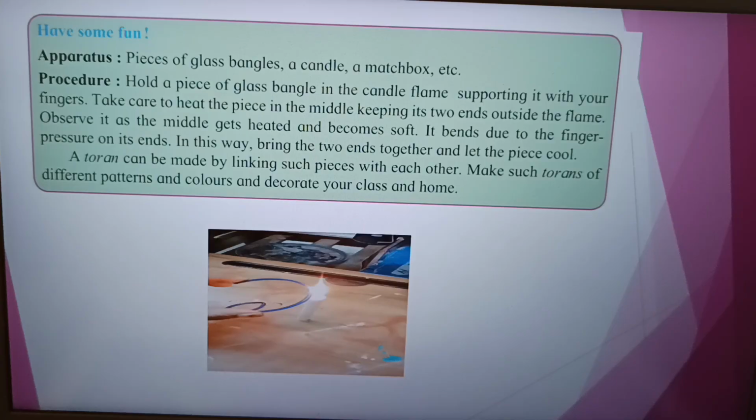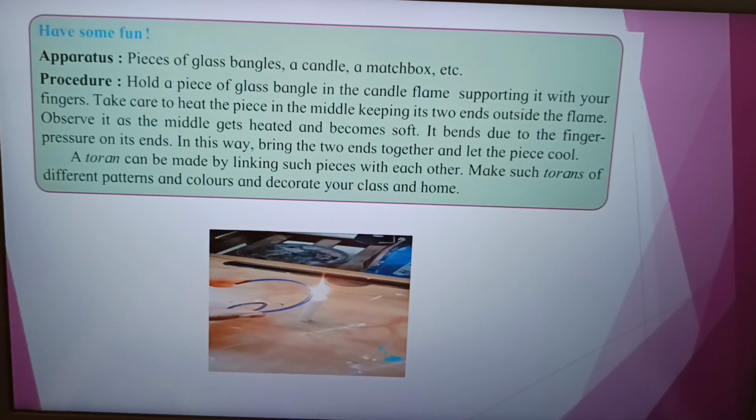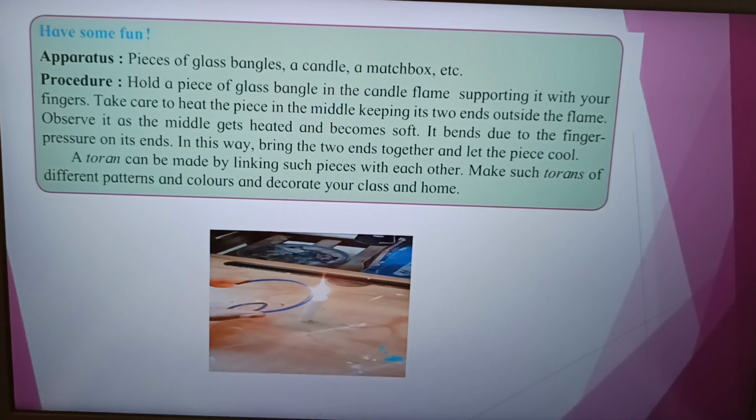They are asking us to do one experiment. So what are apparatus? Apparatus is the things that we require to do the experiment. For example, pieces of glass bangles, a candle and a matchbox. You have to take these to do this experiment. So let's quickly see what is given in the procedure.